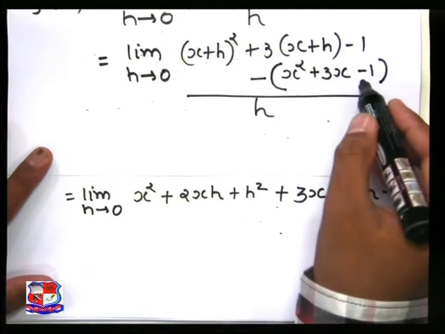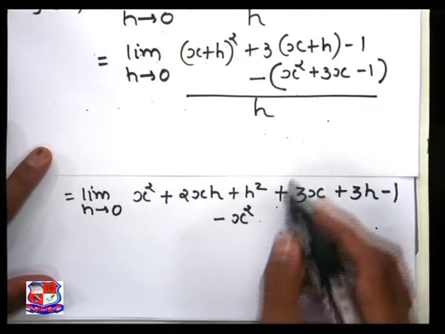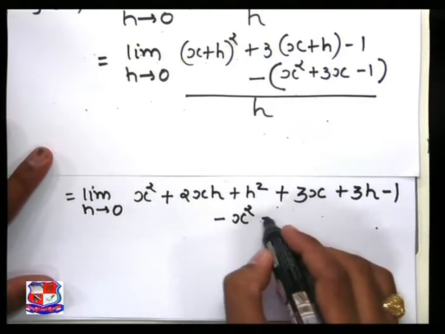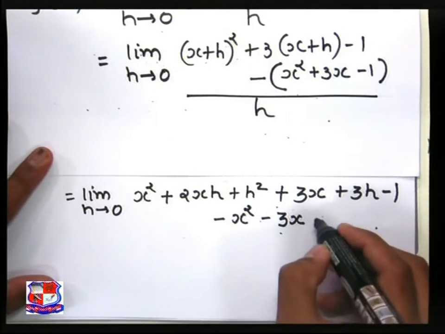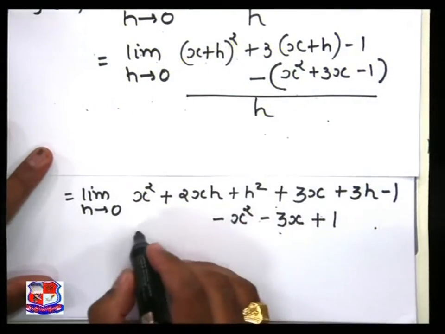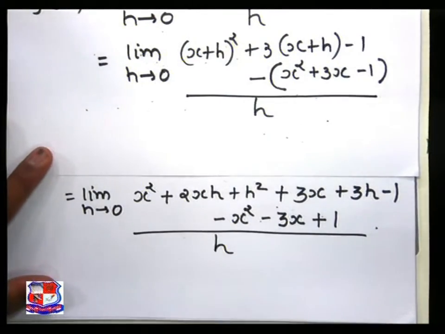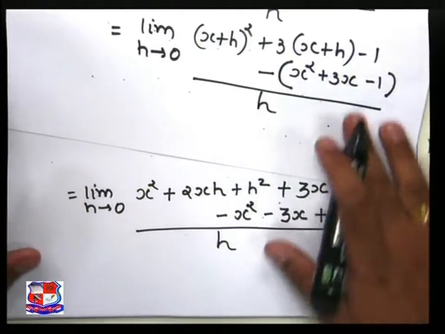apply with our x square plus 3x minus 1 side, that becomes minus x square plus 3x becomes minus 3x, and minus 1 becomes plus 1, and divide by h as it is. Now we want to more simplify.